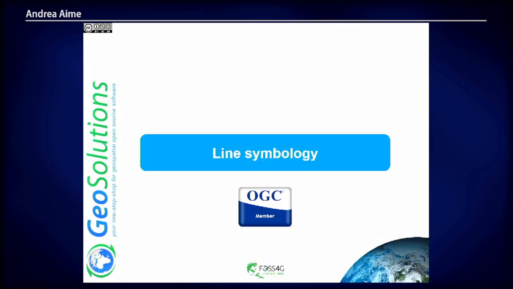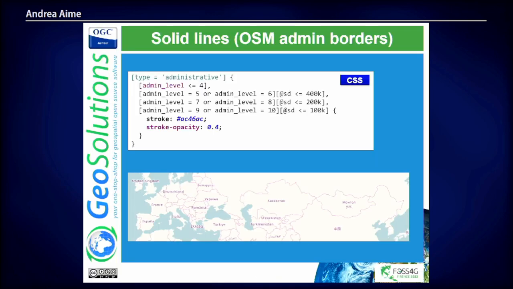When it comes to line symbology, I have a few examples. This one also comes from OpenStreetMap. So in this case, I'm just specifying the stroke and stroke opacity, so the color and the opacity of the color. The interesting stuff is actually the selectors that activate different country borders, or let's say different administrative borders, as I zoom in and out. So I start seeing country borders and then province borders or region borders and so on and so on.